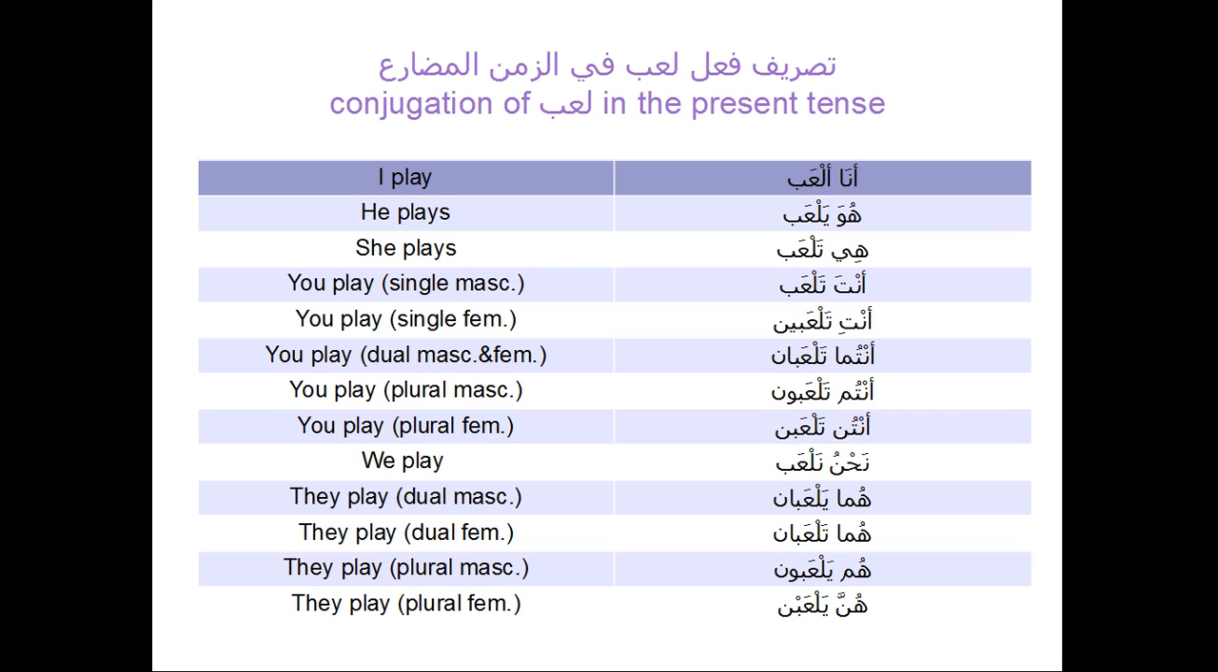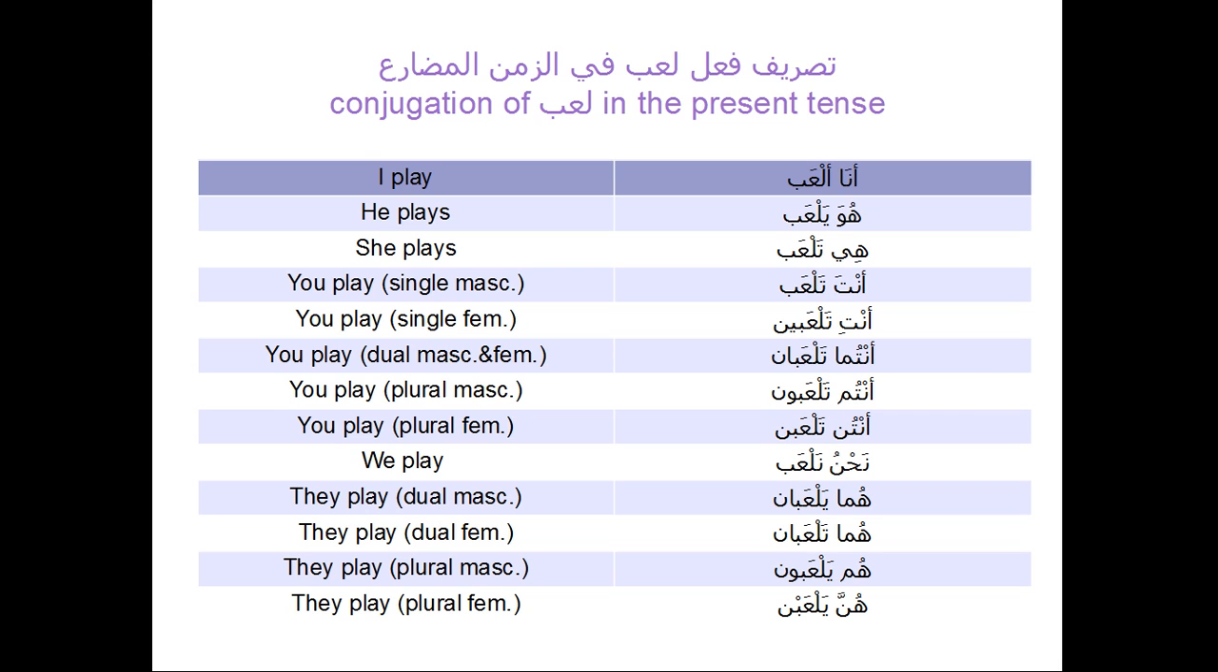You play, dual, masculine and feminine, أنتما تلعبان. You play, plural, masculine, أنتم تلعبون. You play, plural, feminine, أنتن تلعبن. We play, نحن نلعب.